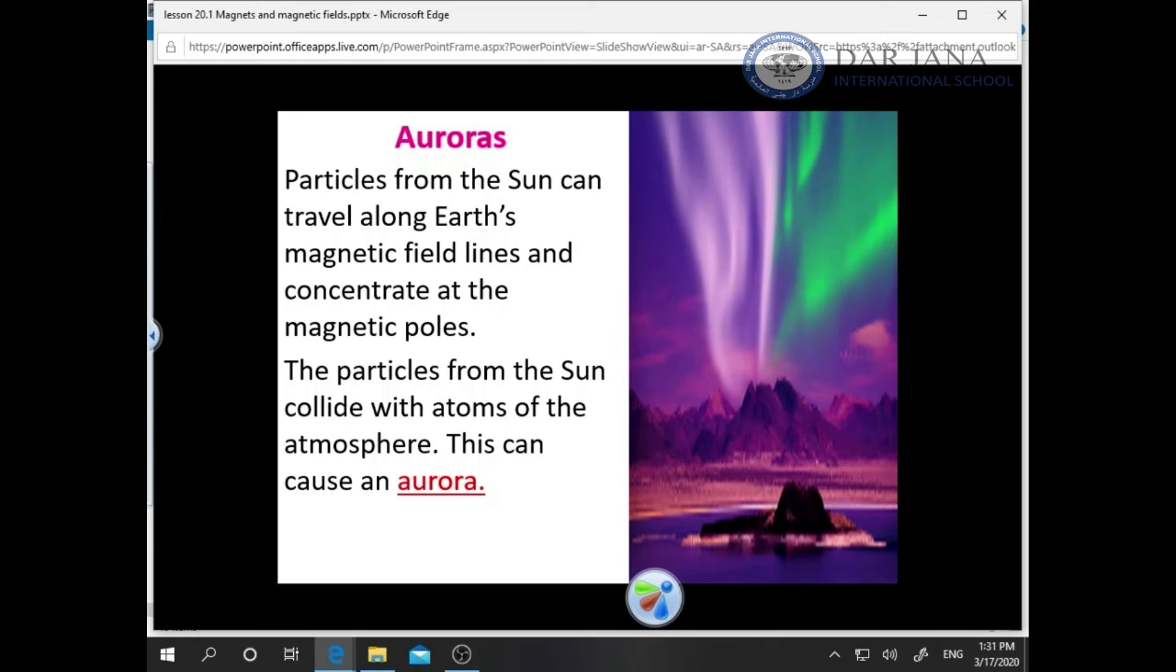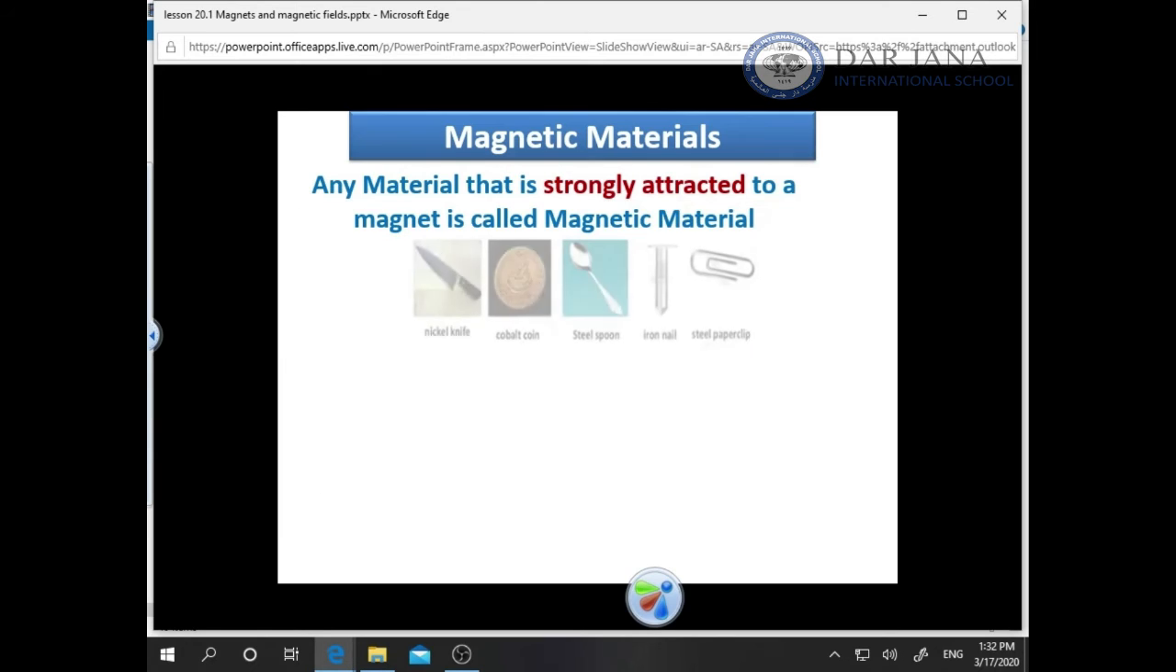The particles that come from the sun concentrate at the poles. These particles will collide with the atoms in the atmosphere in order to cause aurora.